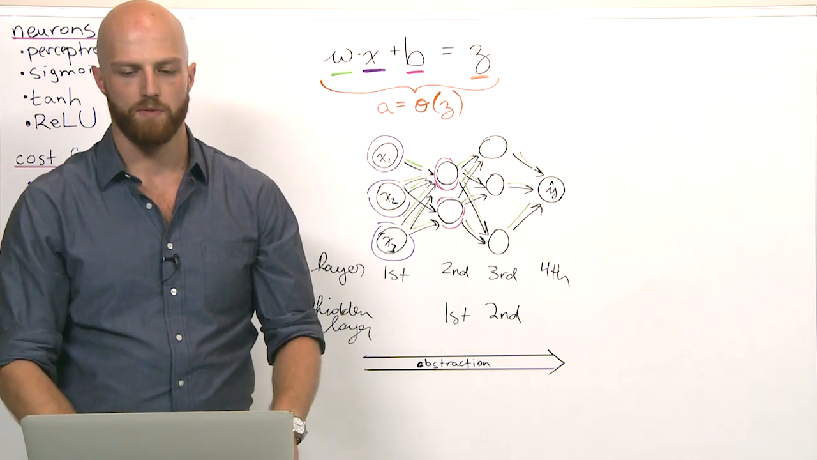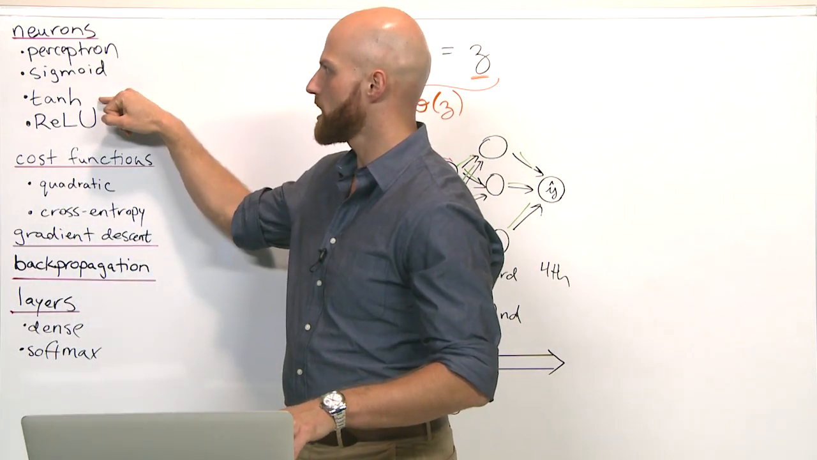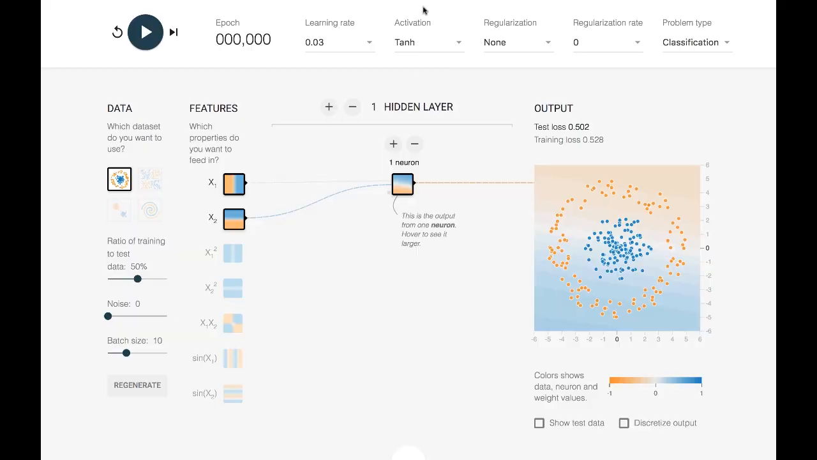To go over some of the other terms that we used here, we're using a tanh neuron. You can see that right up here. That's our activation choice. Let's see how well we can distinguish these orange dots from these blue dots by pressing play. So let's talk about the things that are happening here. Epochs are the number of times that we're running through all of our data, so all of these points that we have.